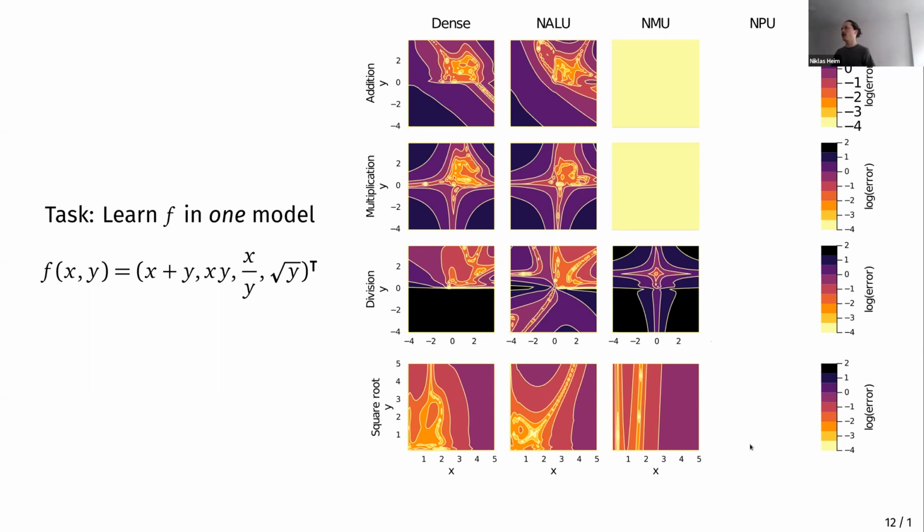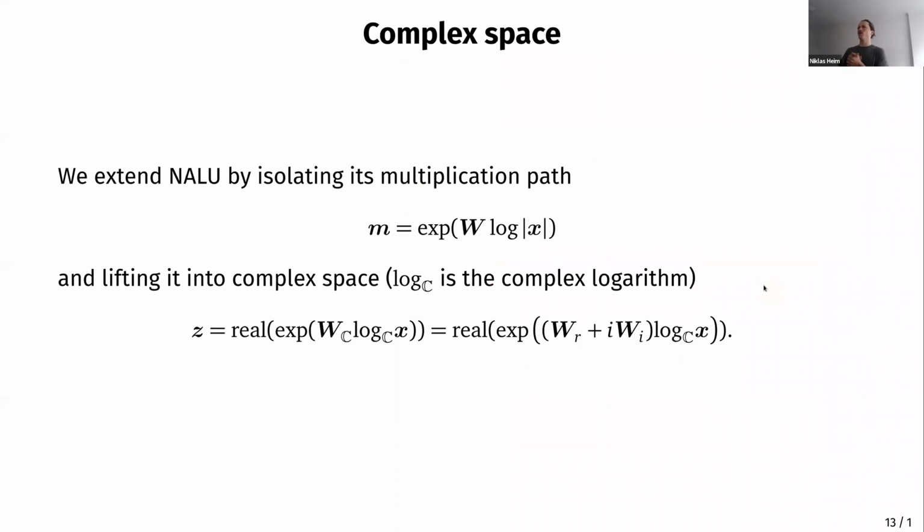Okay, and this is now in the last column, this is where we come in with the neural power unit. So we basically went back to the multiplication layer that we had in the NALU, which had this absolute value in here. And we replaced this by the actual complex logarithm, which will then be able to correctly process negative inputs. And also additionally has like an imaginary weight matrix in there, which is helping the thing to converge to the correct solution.